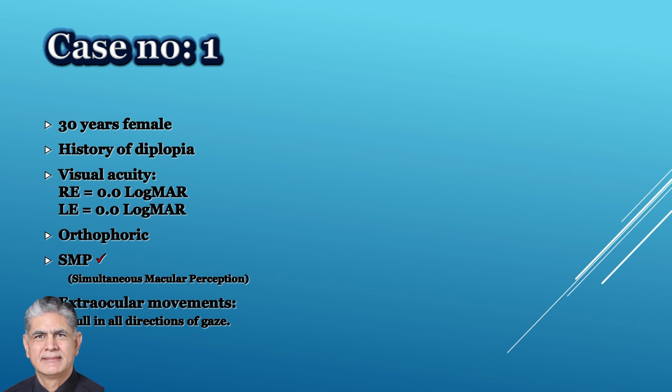Simultaneous macular perception, which Dr. Sidra calls normal retinal correspondence, is okay. Extraocular movements are full in all directions. Where is the problem? Why has the patient been sent to me for a Hess test? There is a history of diplopia. Let's check what her Hess test was.